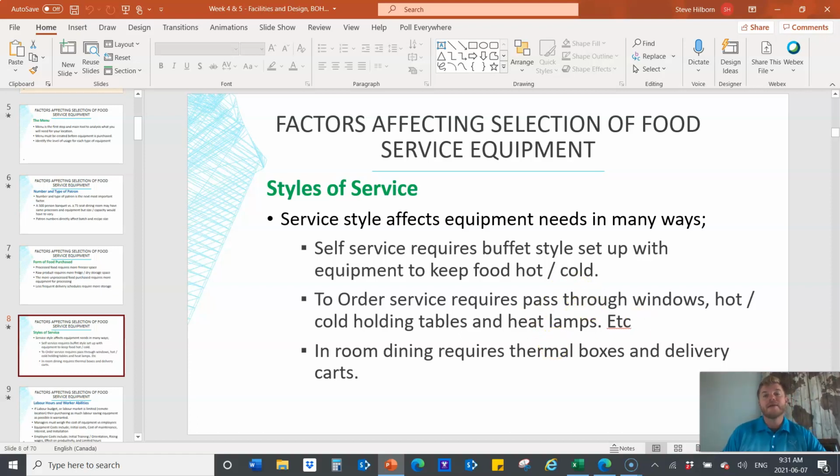In-room dining, long-term care, resident dining inside their room will also require a lot of delivery carts as well as maybe some thermal boxes. So if you are in either a hotel setup or in-room dining, long-term care, retirement home, those kind of dining establishments will require food that can be easily transported as well as easily kept warm or cold, versus a commercial restaurant where they sit at a table and food is brought to them. That requirement is not really there.